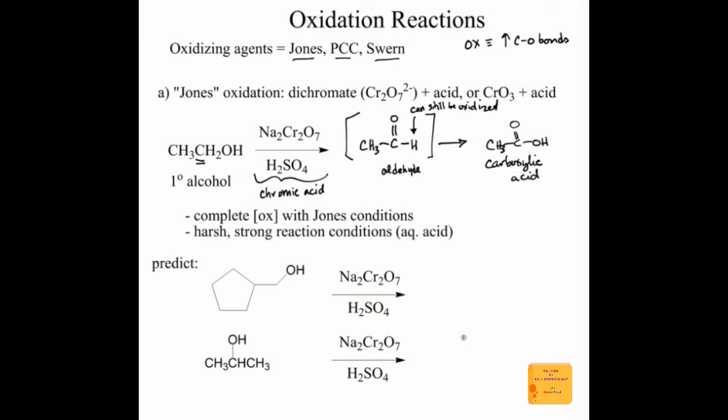Let's try and predict a few products. So we have this alcohol, and we see sodium dichromate, H2SO4, so this looks like Jones conditions, chromic acid oxidation. So we find the carbon bearing the OH, and we oxidize that as much as we can. So we're going to take that carbon and turn it into a carboxylic acid. We're going to turn the CH2 into a carbonyl instead. So we get a carboxylic acid product. How about the next one?